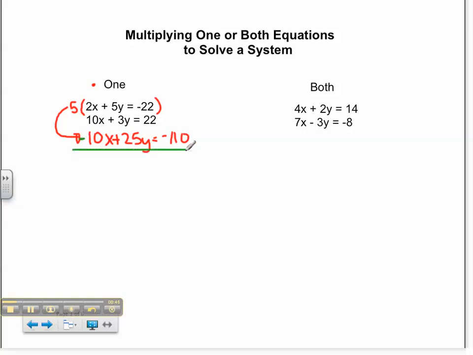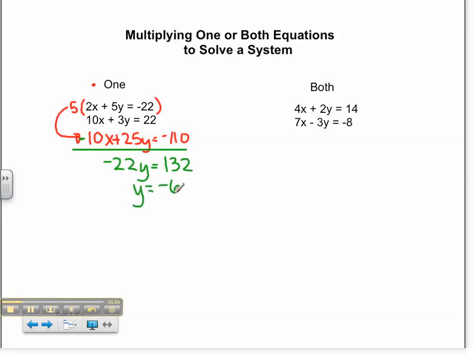10x minus 10x equals 0x. I've eliminated the x. 3y minus 25y is negative 22y. And 22 minus negative 110 equals 132. When I divide both sides by negative 22, I find out that y equals negative 6.